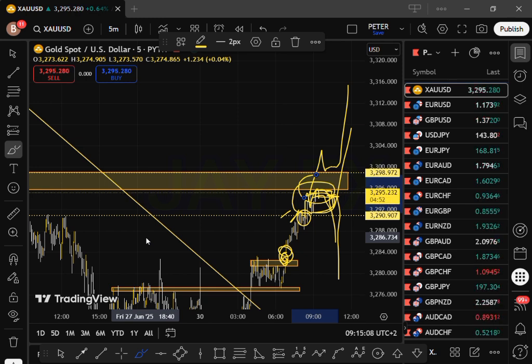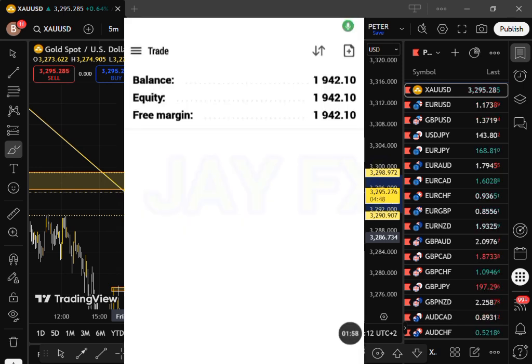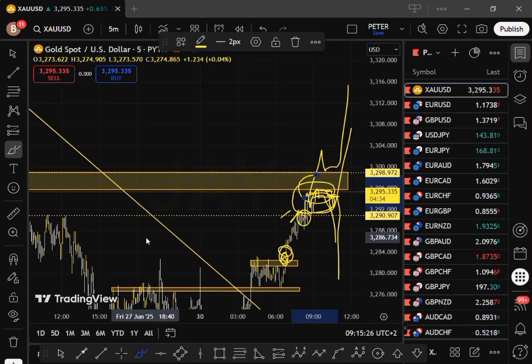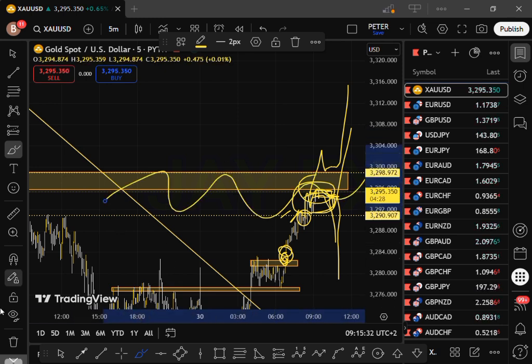Let me check how much I made here. So I managed to make 798, which is almost 800, from 1.2 to 1.9. That is good profit, guys. So let's keep on watching what God is going to do after reaching that level, the second level that I'm talking about.